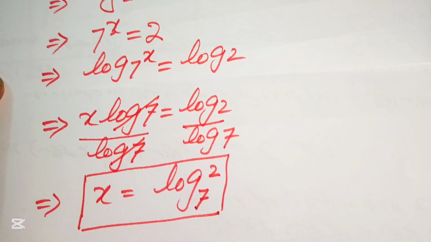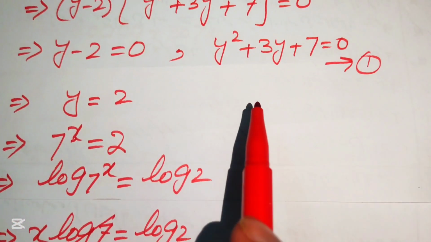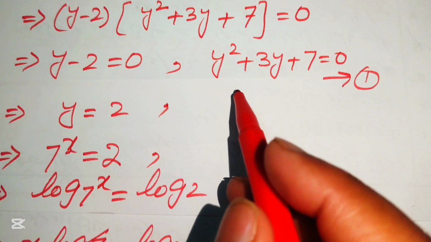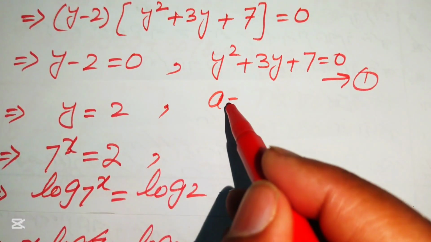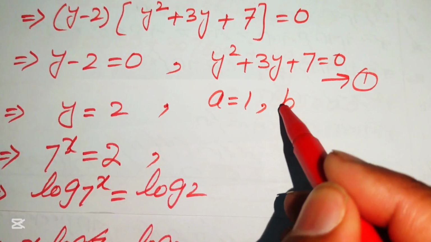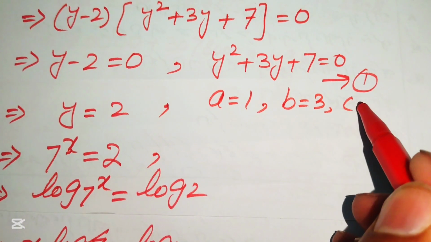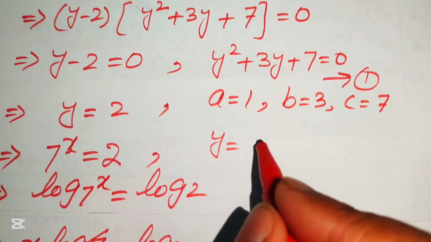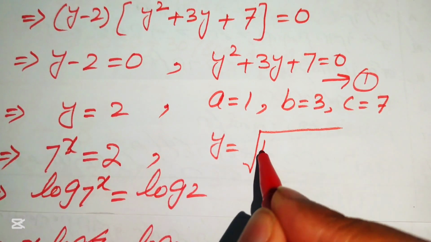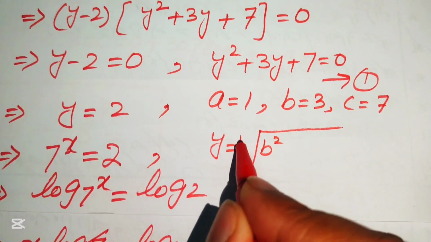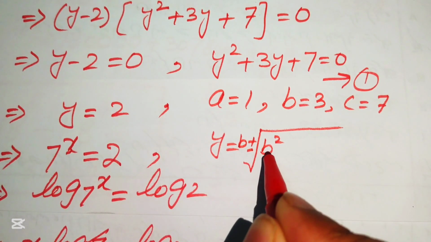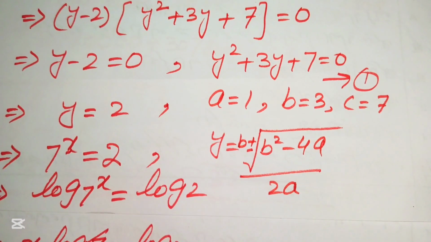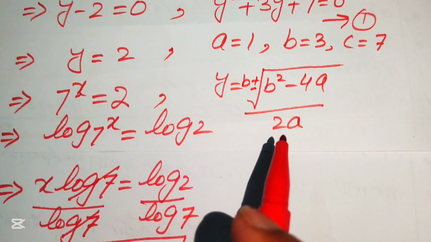And now, in order to find the other values, we need to first solve equation number 1, and here we will apply the quadratic formula. So we have a equals 1, b equals 3, and c equals 7. And we know the quadratic formula. It is stated as y equals minus b plus minus square root of b squared minus 4ac, divided by 2a. This is the quadratic formula.